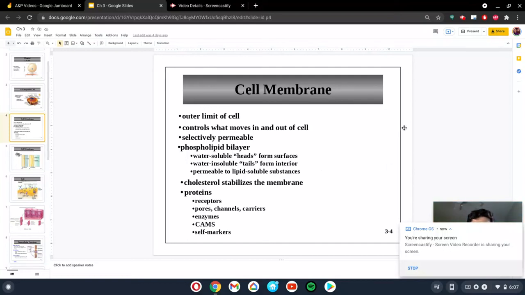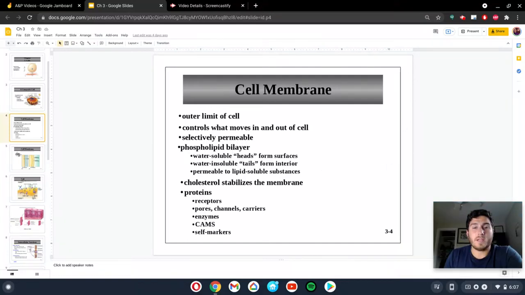Hey everybody. So we are going to look into the cell membrane. All right. So this is not a cell wall. This is the cell membrane. Sometimes people get those two things confused. Keep in mind that in this course, we are not talking about plants.